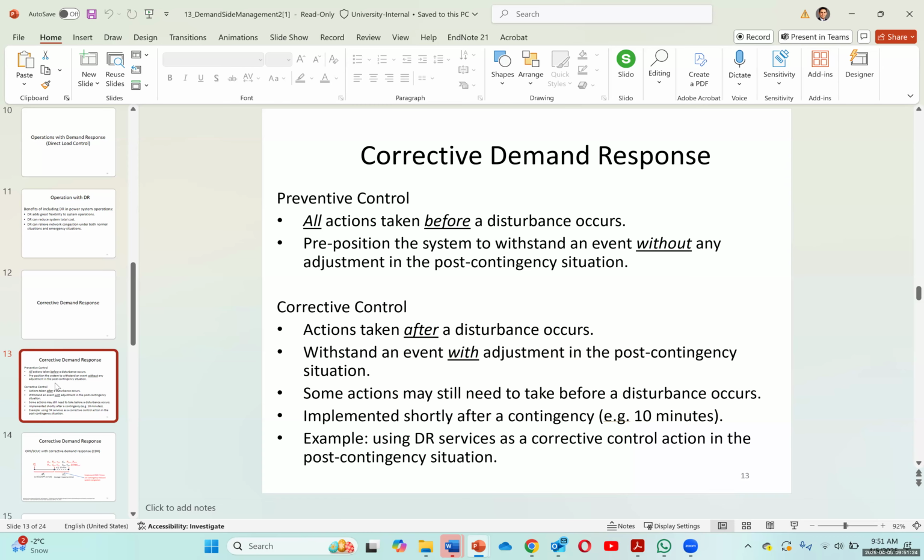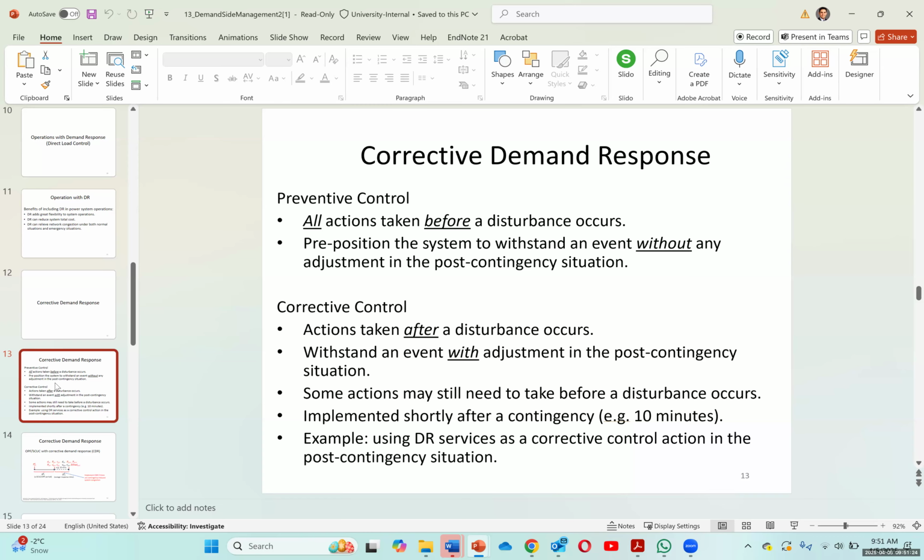But the corrective control, it's just a sudden disturbance in the system. This withstands an event with adjustment in the post-contingency situation. Some actions may still need to be taken before a disturbance occurs. They are implemented shortly after a contingency, for example, 10 minutes after that. And the example would be using a demand response service as a corrective control action in the post-contingency situation.